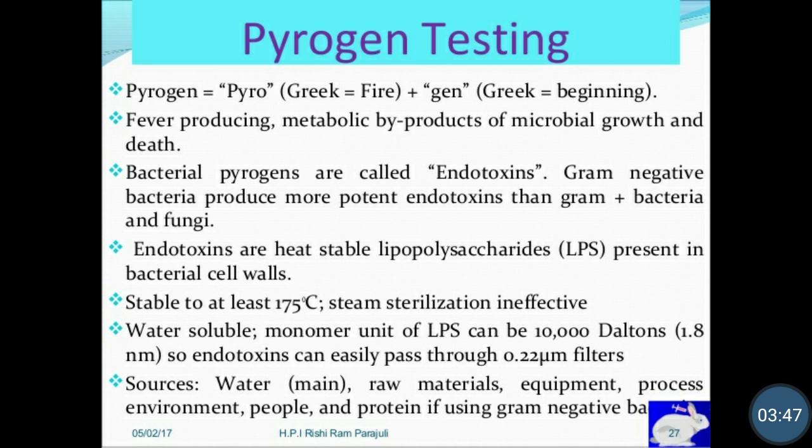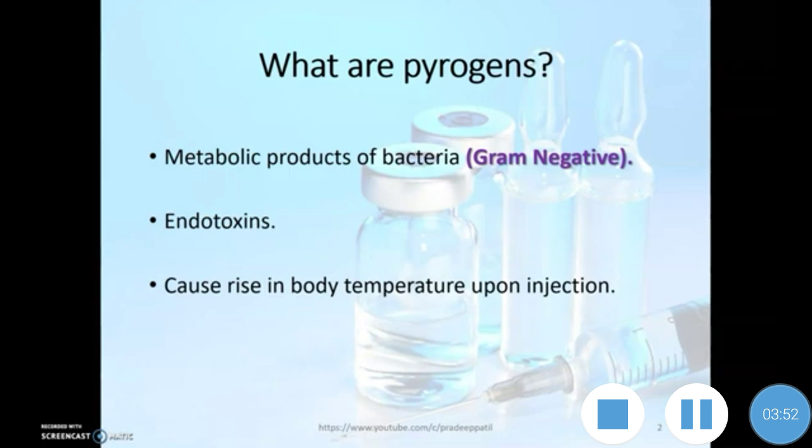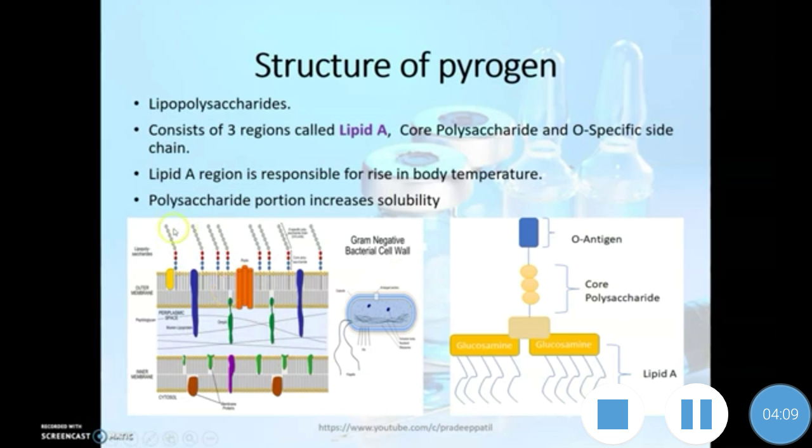I will just show you the structure of pyrogens. Pyrogens are the metabolic byproduct of gram-negative bacteria. These are the endotoxins and cause a rise in body temperature upon injection. So this is the structure of pyrogen. As I said, pyrogens are lipopolysaccharides.